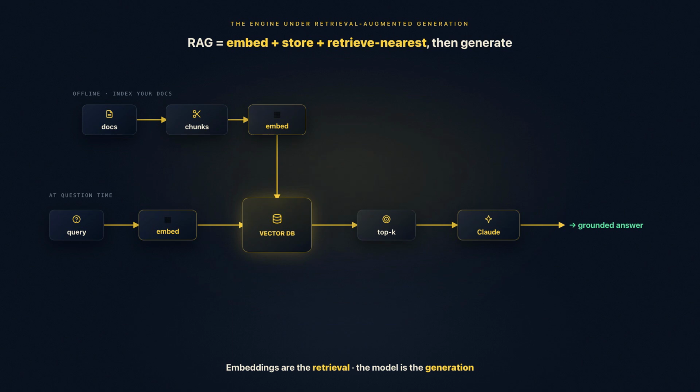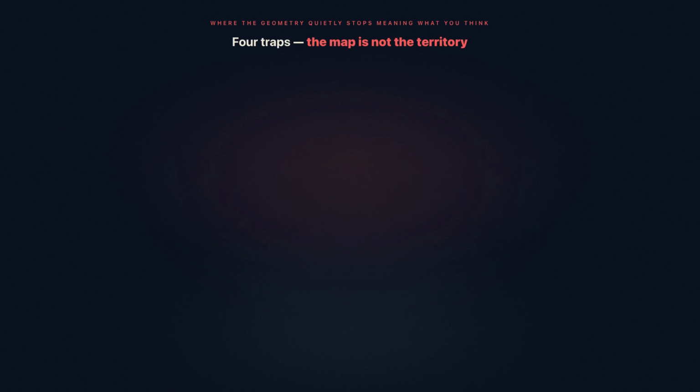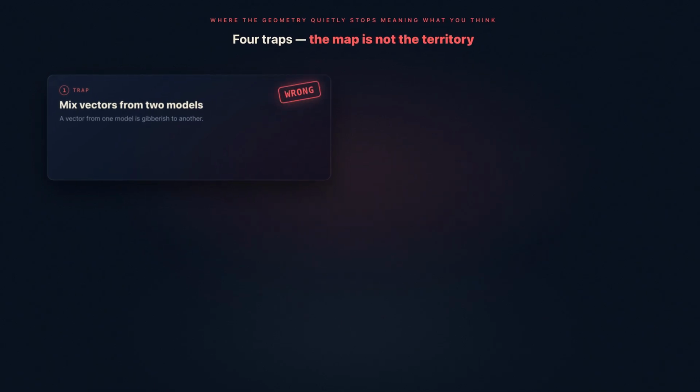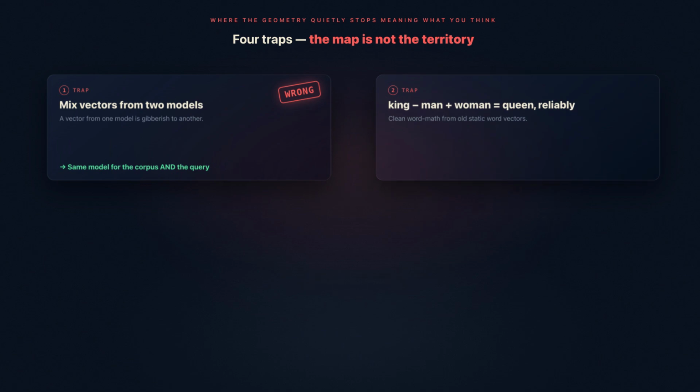So where does this geometry quietly lie to you? Four traps, each a place where the geometry stops meaning what you think. One. Vectors are model specific. A vector from one model is gibberish to another, so embed your corpus and your queries with the same model. Two. The famous word math, king minus man plus woman equals queen. That was a cherry-picked trick of old word vectors. Don't expect clean arithmetic from modern sentence embeddings.